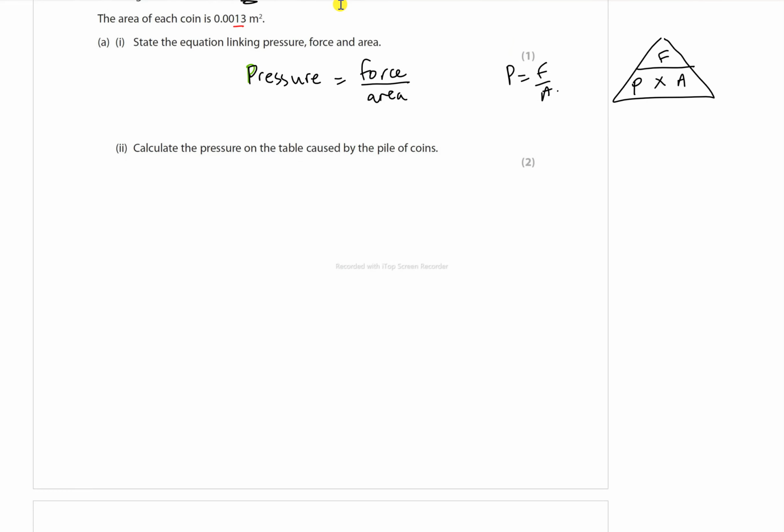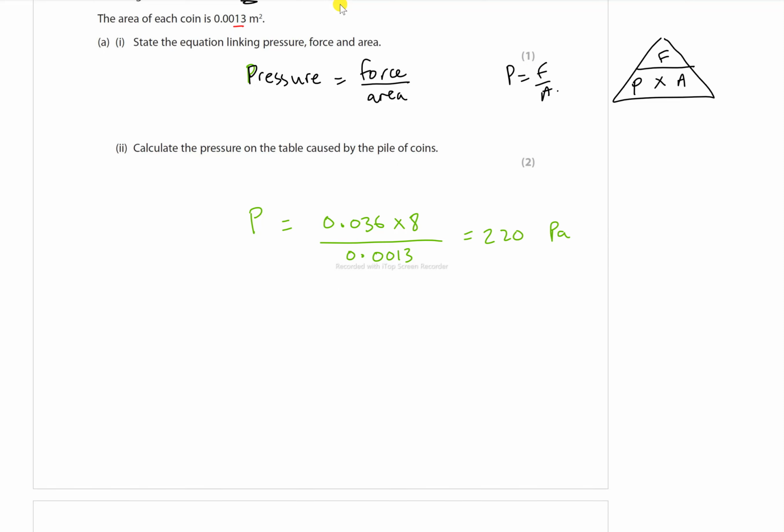So it's 2 marks. So we're going to write pressure equals force, which is 0.036 for 1 coin times 8 coins. And then we're going to divide it by the area. And the area that the force is acting on is that. So you end up with 220 pascals.